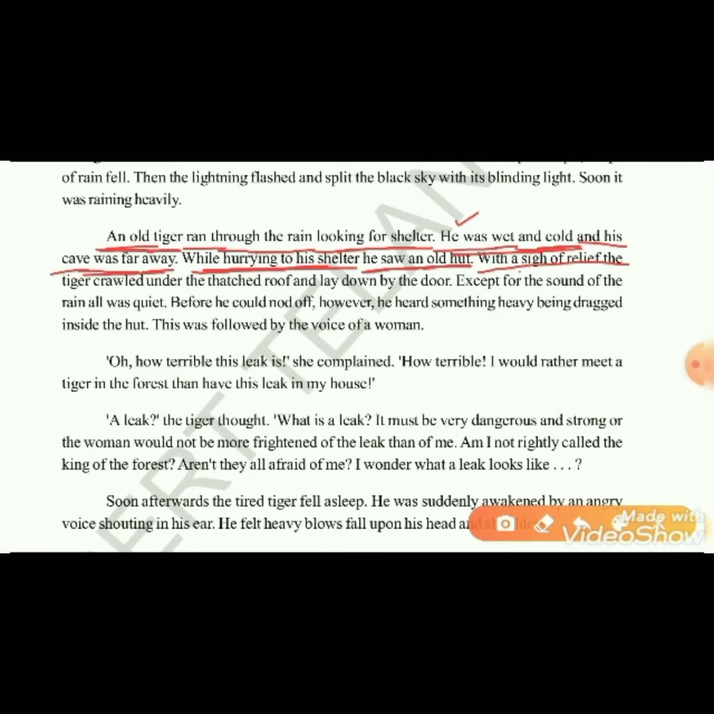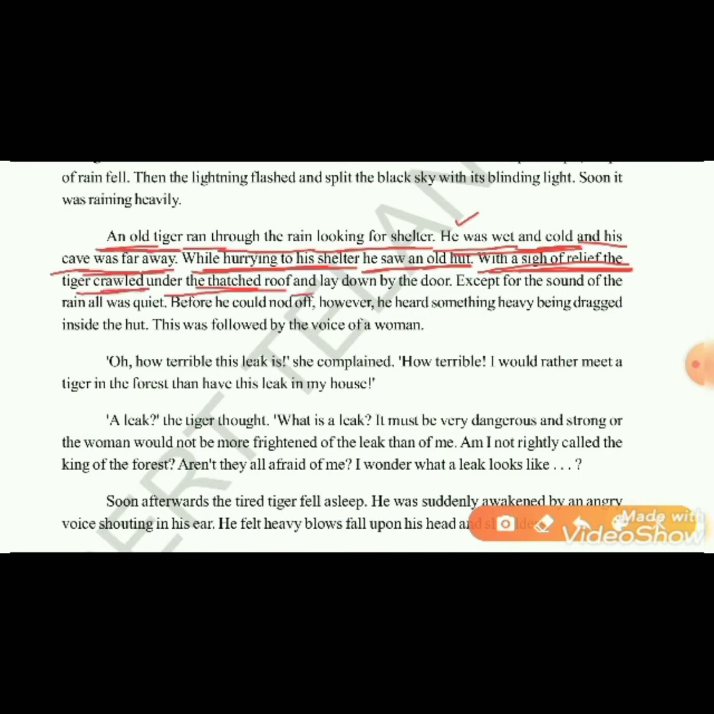With a sigh of relief, the tiger growled. The tiger did not jump, the tiger did not run, the tiger did not walk, but it crawled. What is the meaning of crawled? A baby crawls on the floor. A baby of 6 months to 1 year old crawls on the floor. So, with a sigh of relief, the tiger crawled under the thatched roof and lay down by the door. So somehow the old tiger crawled to the hut and sat at the door.